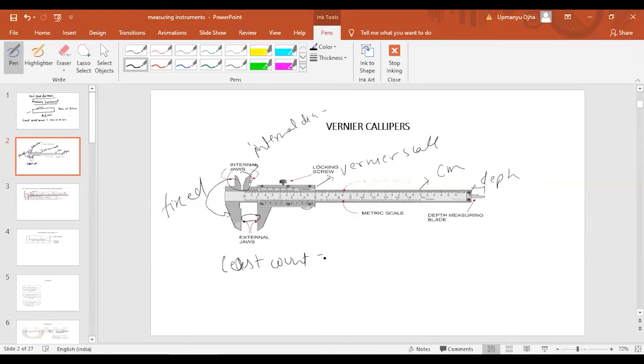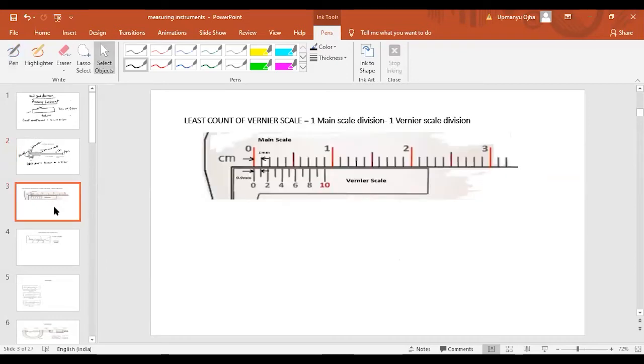The least count of this instrument is how much? It is 0.1 millimeter, which means it can measure up to 0.1 millimeter or 0.01 centimeter. So it is the least count of the vernier scale. Now how to find the least count of the vernier scale? The least count of the vernier scale is equal to one main scale division minus one vernier scale division. That is the formula.